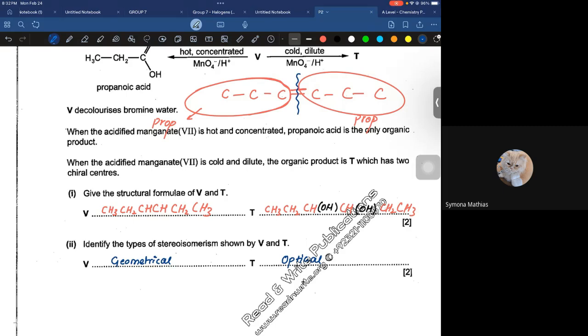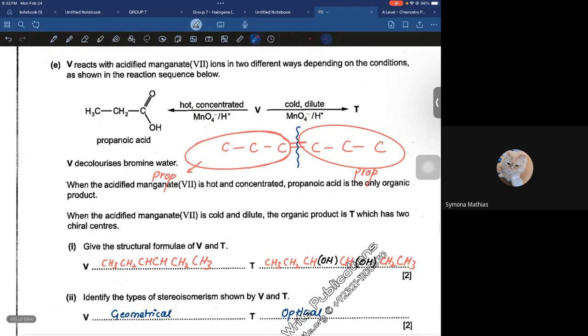When you have a double bond, this would give geometrical isomerism, which is also known as cis-trans isomerism. So there is a difference between these two. But remember, I told you that there are two conditions: not only the double bond, but you must have different groups attached to the double bonded carbon.